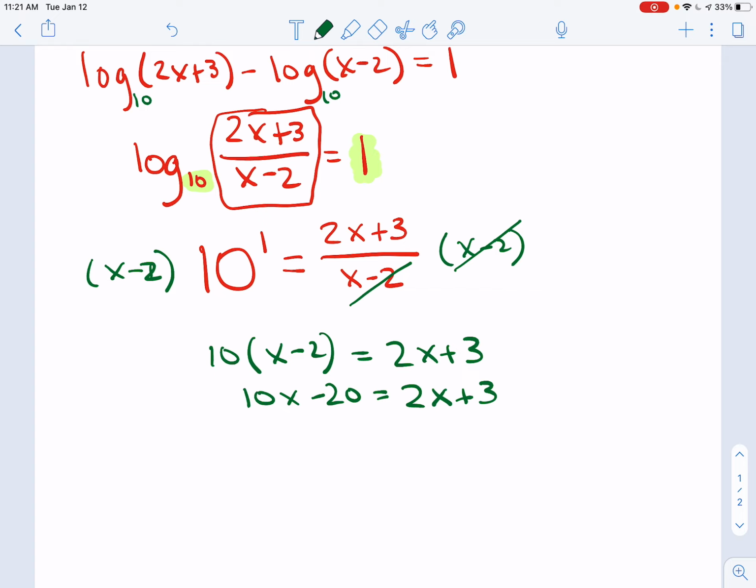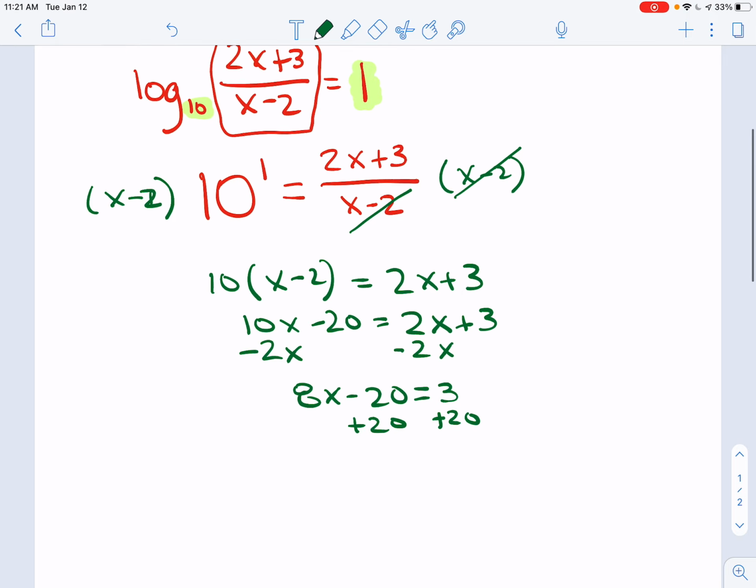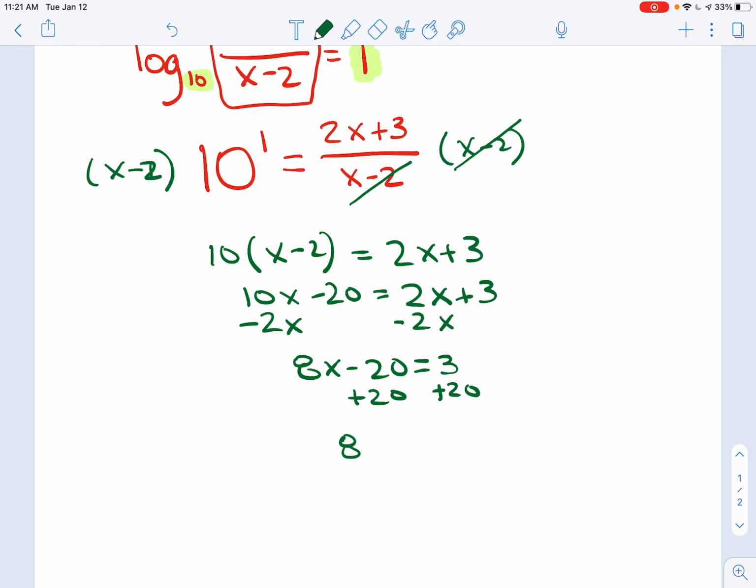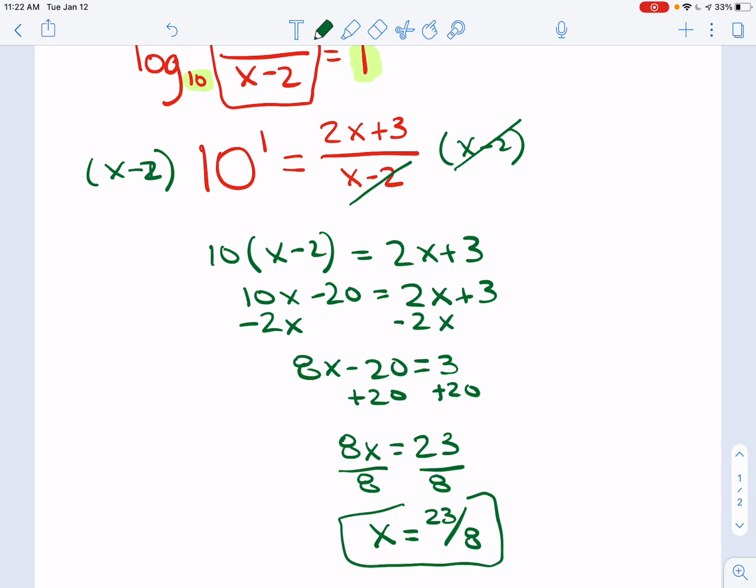Now I'm just simply solving this equation. I'm going to move my x's to the left by subtracting 2x. That gives me 8x - 20 equals 3. I add 20. 8x equals 23. And the last step is divide by 8. So x equals 23/8. You could divide that out and make it a decimal as well, but that would be your answer for x.